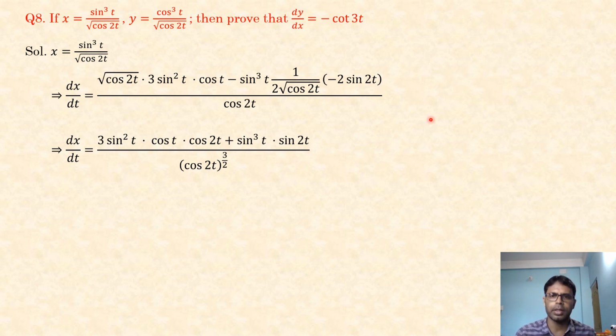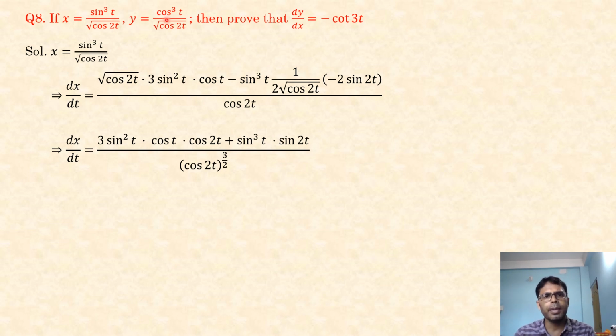And if you observe the numerator, this term is multiplied here: 3 remaining same, sin square remaining same, cos t remaining same, this root over and this root over product. This minus is coming here and so plus sin cube t, and this sin 2t is already there. I think you understood this line. So that is our dx/dt; only the calculation is a bit lengthy, nothing else.